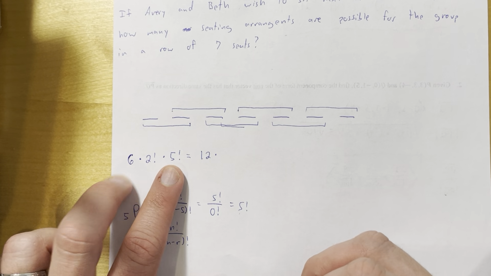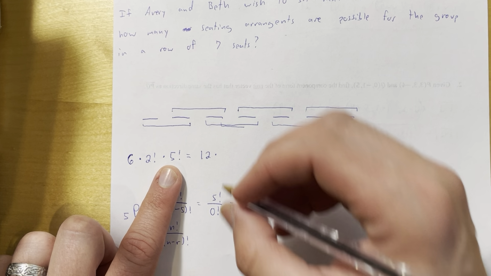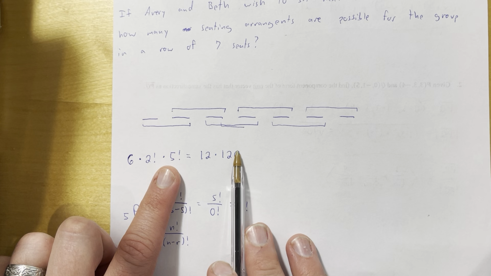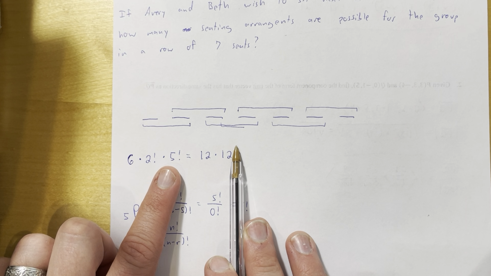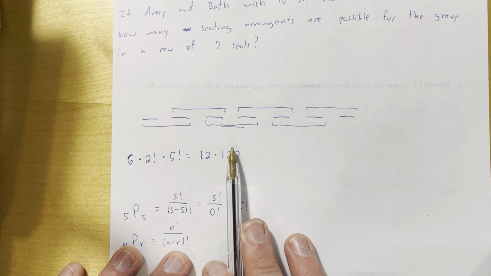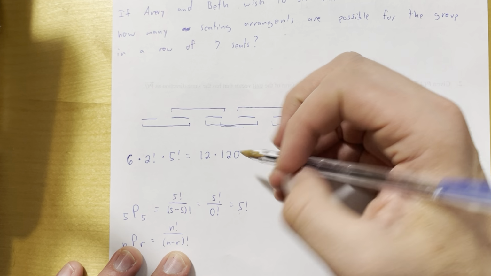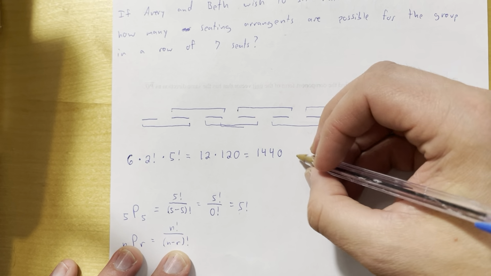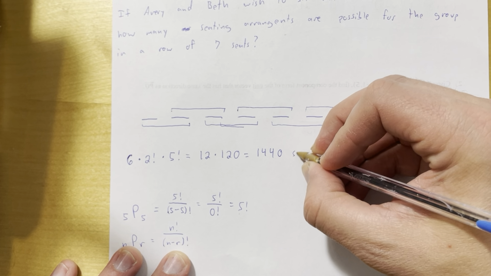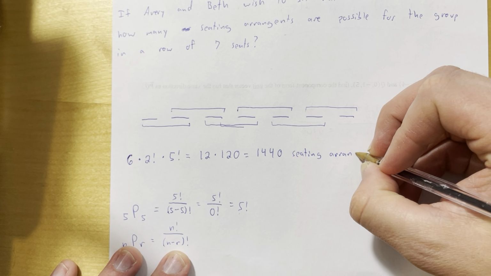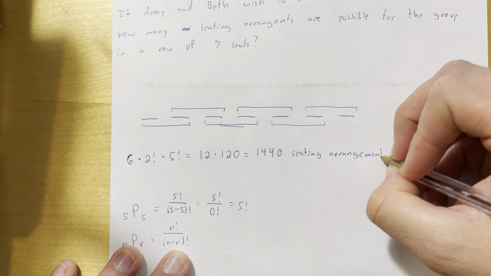In last week's lecture, the very first problem we did was 5 factorial. That came out to 120. If I ignore the 0 on this, that's 12 times 12, which from my multiplication tables, I know by heart that's 144. And then I put a 0 at the end of that to get 1440. So that means there's 1440 seating arrangements.